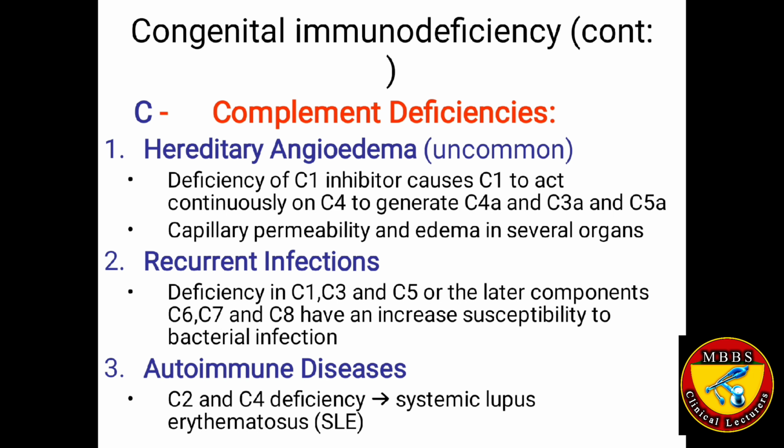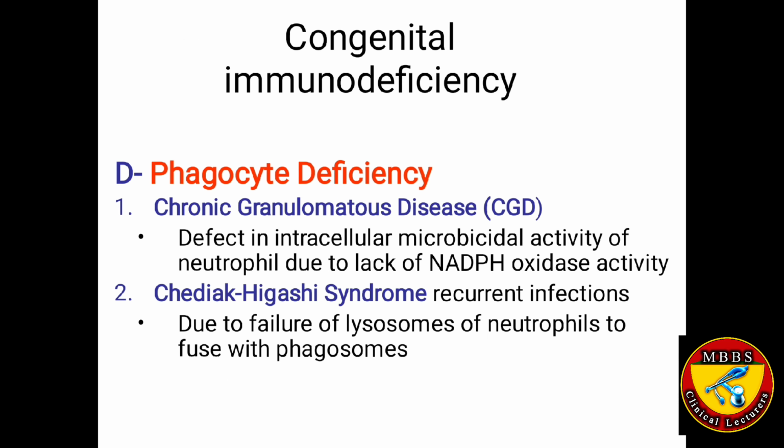The defects in the leukocyte functions, like Chediak-Higashi syndrome, in which recurrent infections are there, and it is due to the failure of lysosomes of the neutrophils to fuse with the phagosomes. In these, leukocyte functions are decreased, and it is due to a mutation affecting proteins involved in lysosomal membrane traffic.